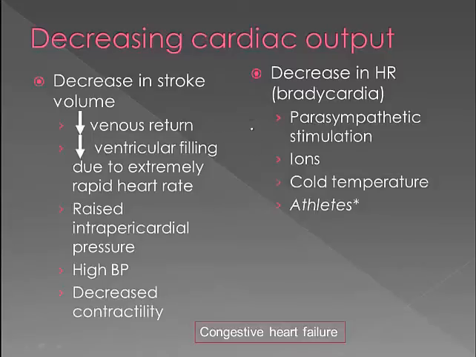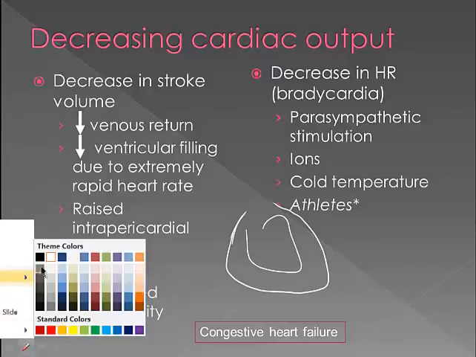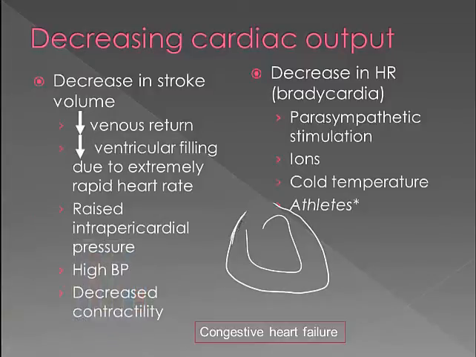If there's decreased ventricular filling, which happens when your heart rate is really high, so the ventricles do not get time to relax, automatically they fill with less blood, end diastolic volume is low, and your stroke volume will be low. Another condition is raised intrapericardial pressure. So you all know that here's the heart, and this is surrounded by the fibrous pericardium. So here's the fibrous pericardium, and lying on the inner aspect of the fibrous pericardium is the serous pericardium.